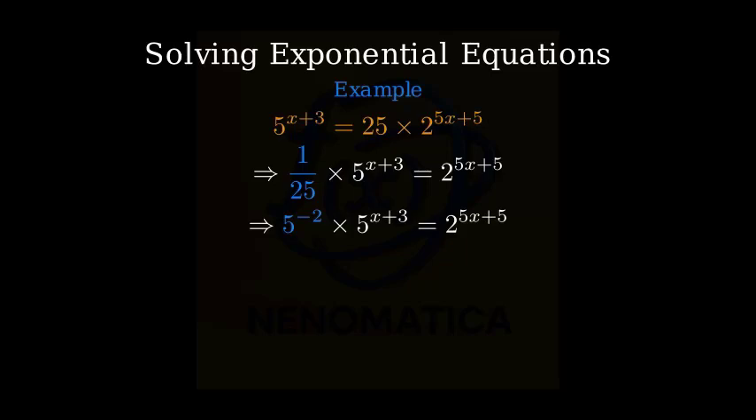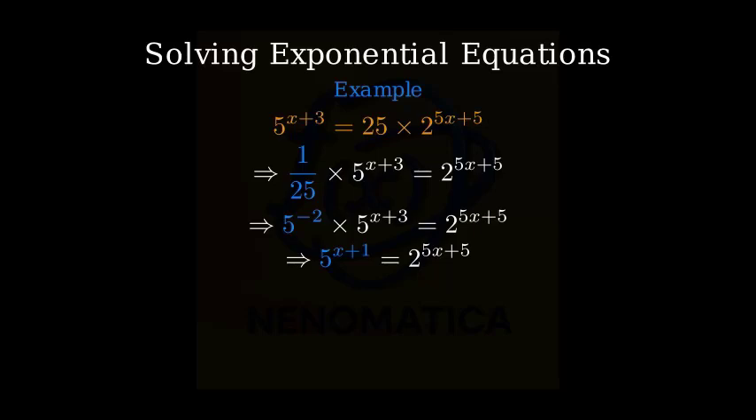Next, we can combine the exponents on the left side, using the property that when we multiply powers with the same base, we add the exponents. So 5 to the negative 2 times 5 to the x plus 3 becomes 5 to the power of negative 2 plus x plus 3, which simplifies to 5 to the power of x plus 1.